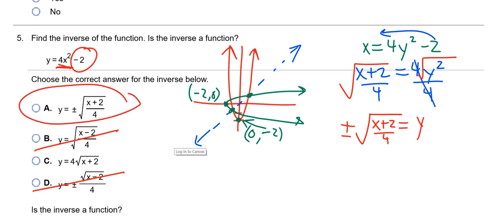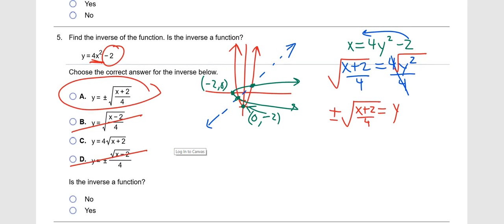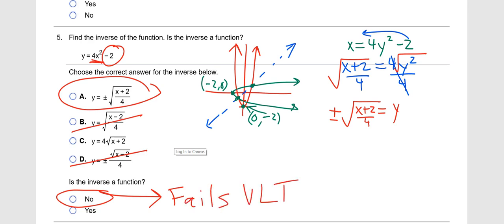Okay, folks, the picture is answering the last question. Is the inverse a function? The green one. No. Fails vertical line test.